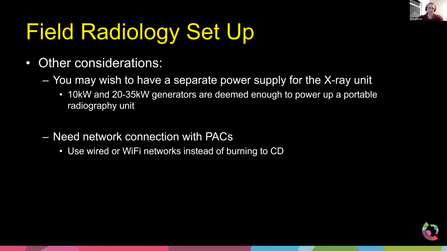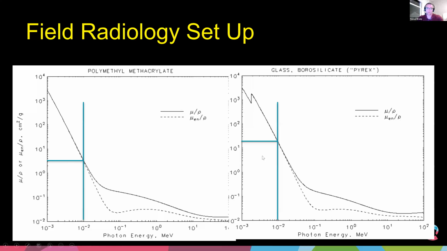And then, a 20 to 35 kilowatt generator would be more than enough to power your 10 kilowatt X-ray tube. You obviously need to set up a connection, a Wi-Fi connection or something, so you can get the images to PACS. Infinitely better than having to burn them a CD and walk across the street. Okay, yep, looks like that's everything.